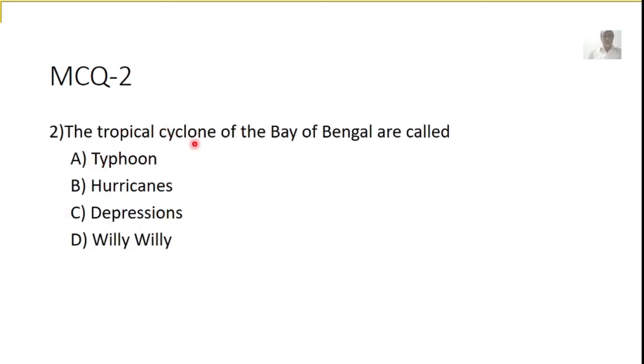The tropical cyclone of the Bay of Bengal is called? Cyclones are called by different names in different areas. In the Bay of Bengal they are called Typhoon. Answer is A, Typhoon.